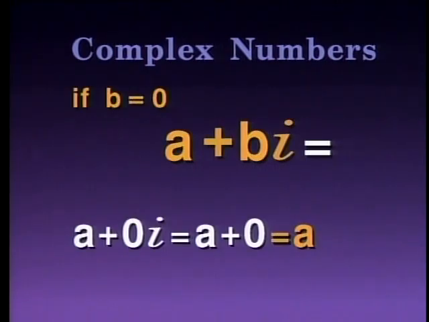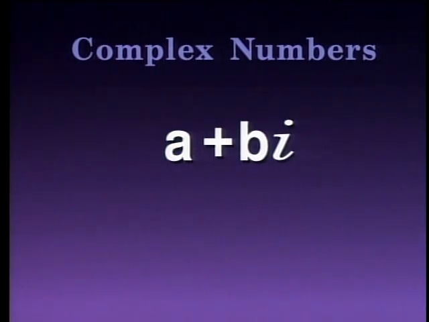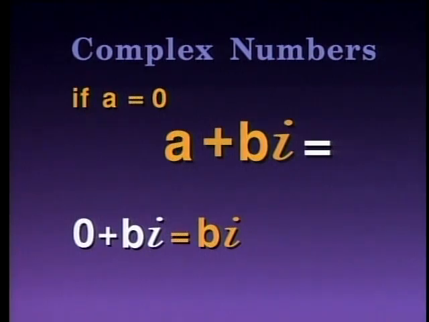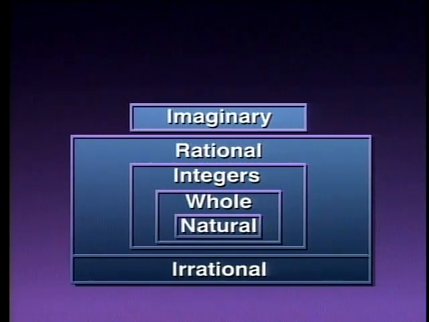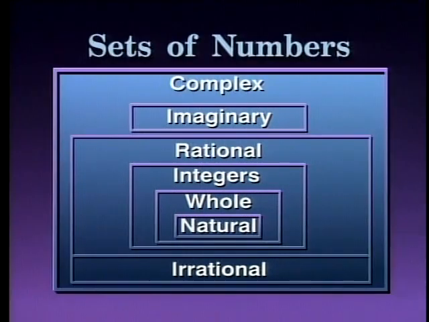But suppose we let b equal 0. Then this expression would become the single real number a. And indeed, all real numbers can be described by the expression a plus 0i. On the other hand, if the real number a equals 0, then the complex number a plus bi reduces to the imaginary number bi. So it follows that the set of real numbers and the set of imaginary numbers are both subsets of the set of complex numbers.